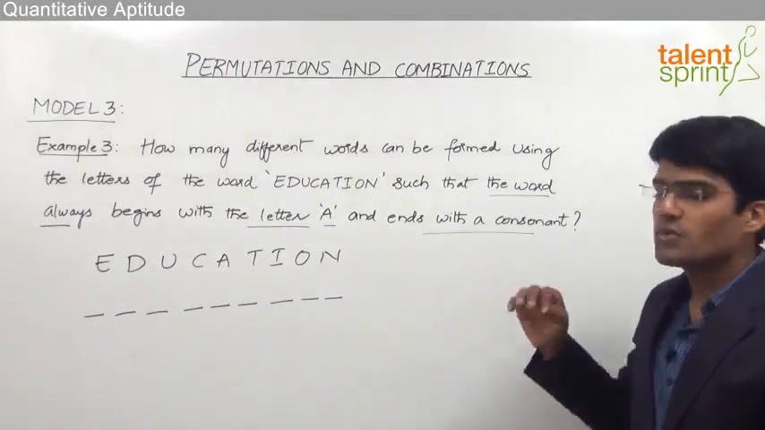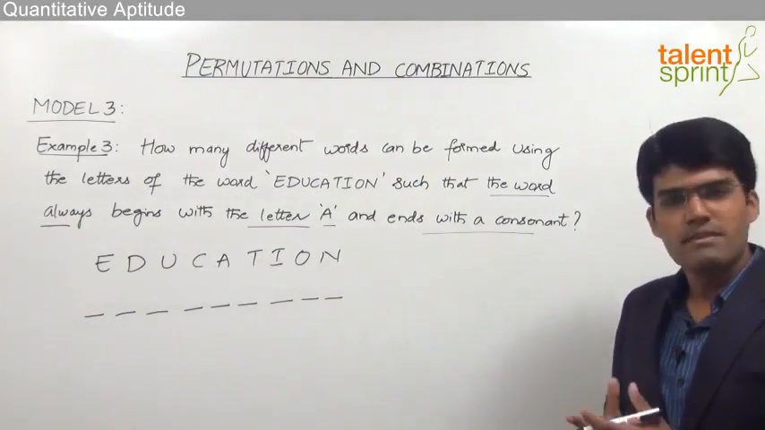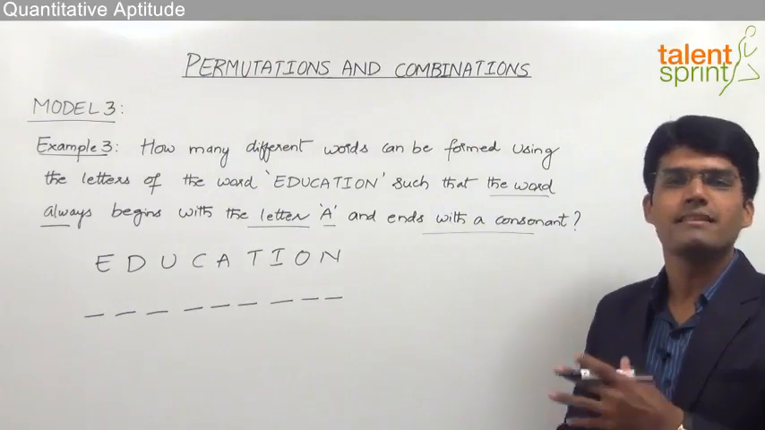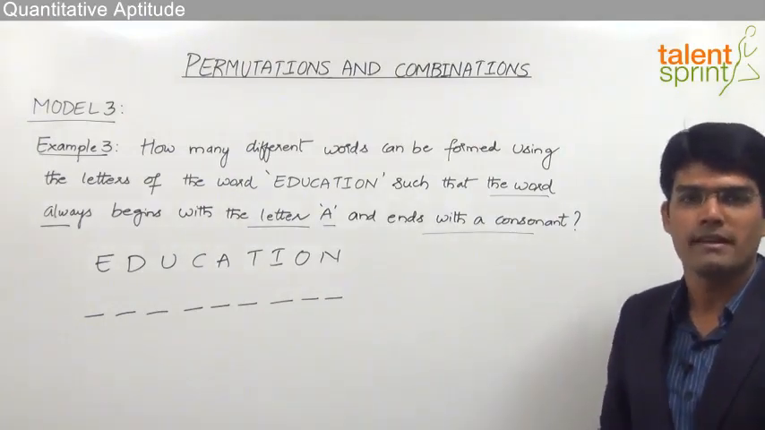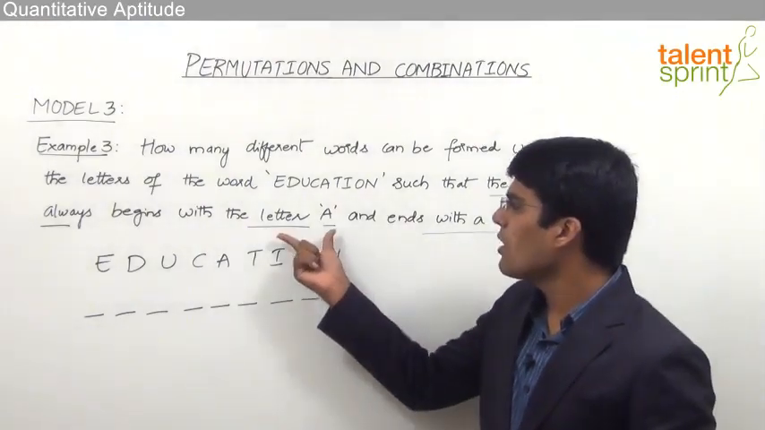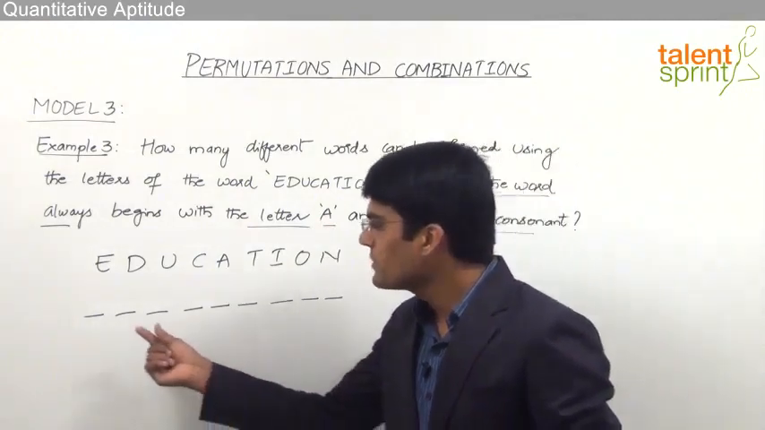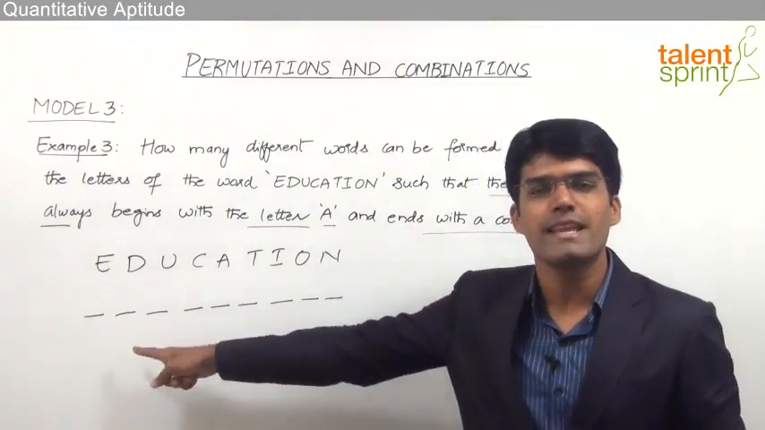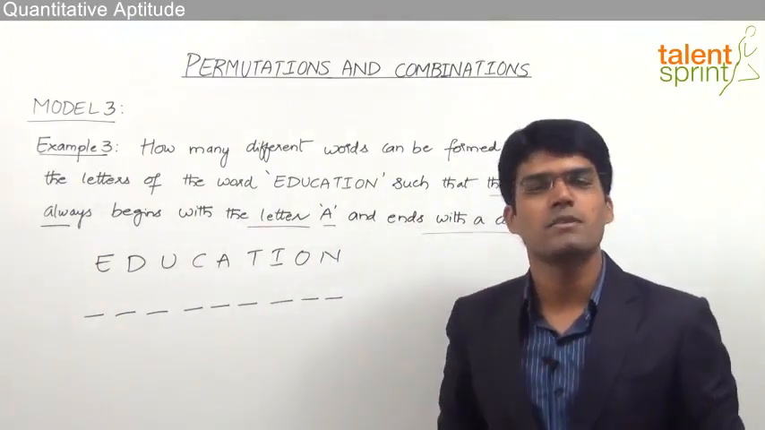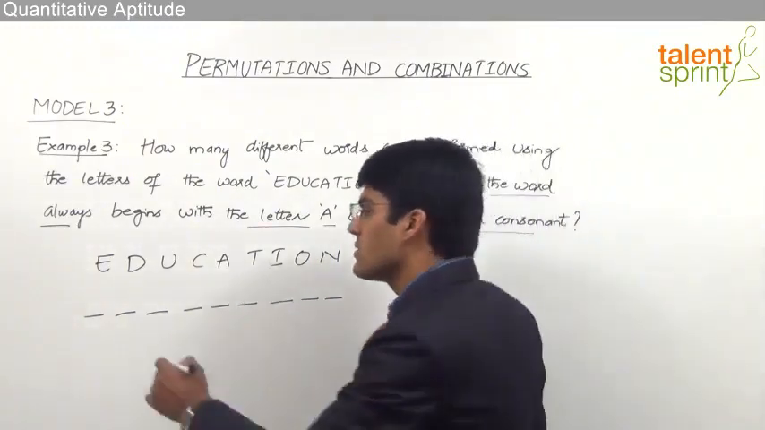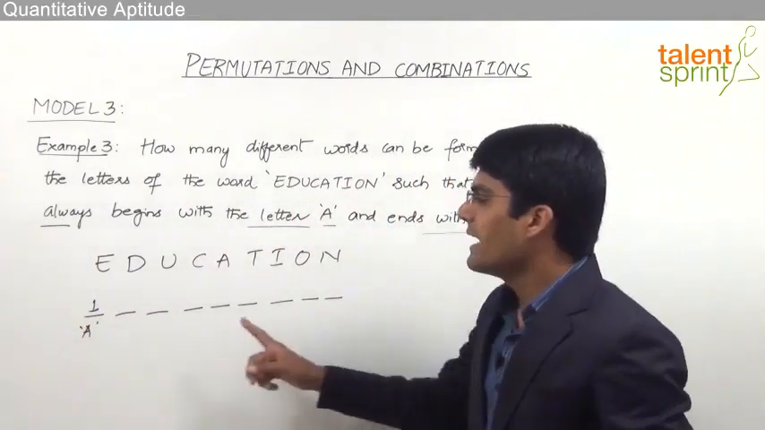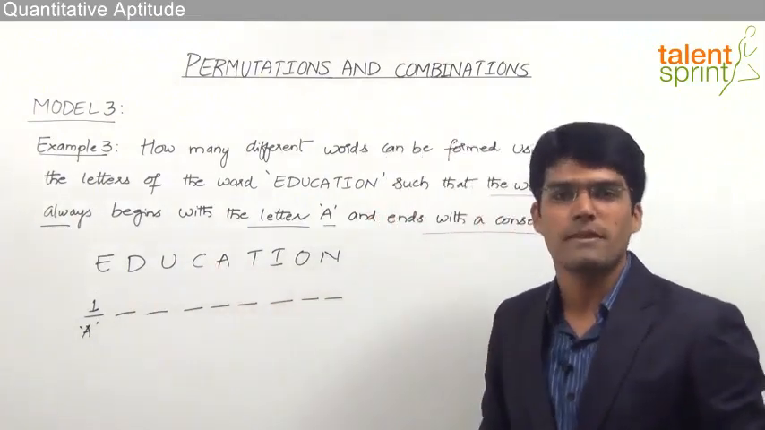Now let's see how to solve such questions. Now simply, as we have discussed in the previous two examples, we need to just work on the two conditions and then the remaining arrangements can be done in a general manner. Now as it says, the word should always begin with the letter A. That means first position should always be occupied by the letter A. So we have no choice but to take A in the first position. That is, the first position can be filled only in one way. So there is only one choice and the first position can be occupied in just one way.